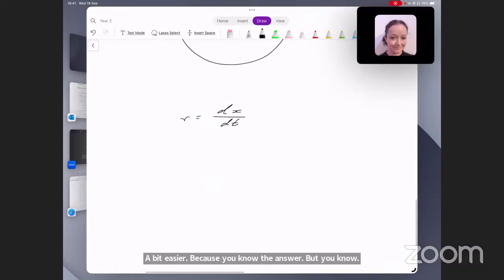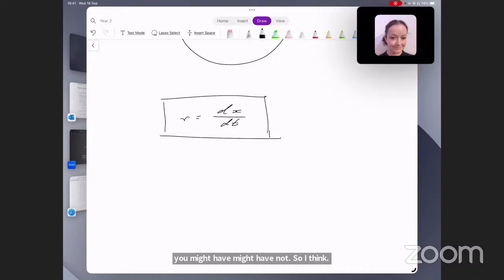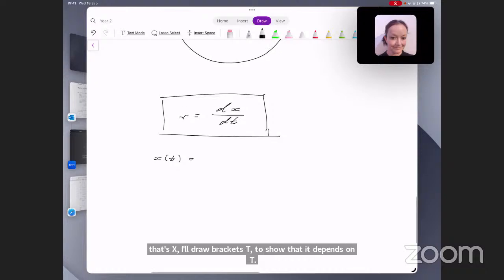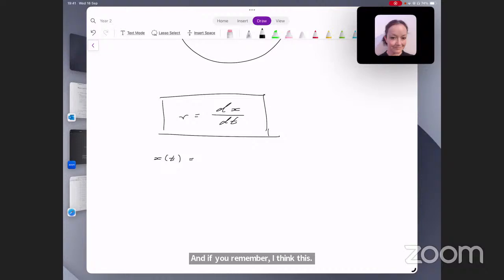For this one, I think I remember deriving this in A-level physics, but some of you might not have. So the starting point will be this equation here, stating that velocity is the rate of change of displacement. If you have displacement that's x, I'll draw brackets t to show that it depends on t. And if you remember, you can derive from Newton's force equation that it is given by the expression a cos omega t, where a is the amplitude. I hope you guys are familiar with this. The omega is the angular frequency. I'm not going to go too deep into this.